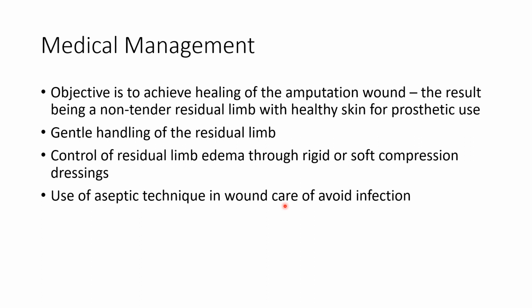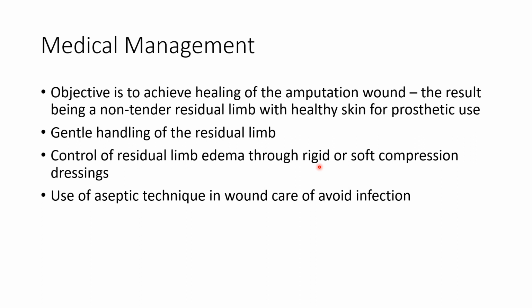In terms of the objective, you want the amputation wound to heal, and you want to have healthy skin for prosthetic use. Some of our medical management includes gentle handling of the residual limb, and control of the residual limb through rigid or soft compression dressings. Some of them can actually be a cast initially. After surgery, they'll put a sterile dressing initially, cover it with something else, and then put a cast if you need to do that, and later on they take that off.